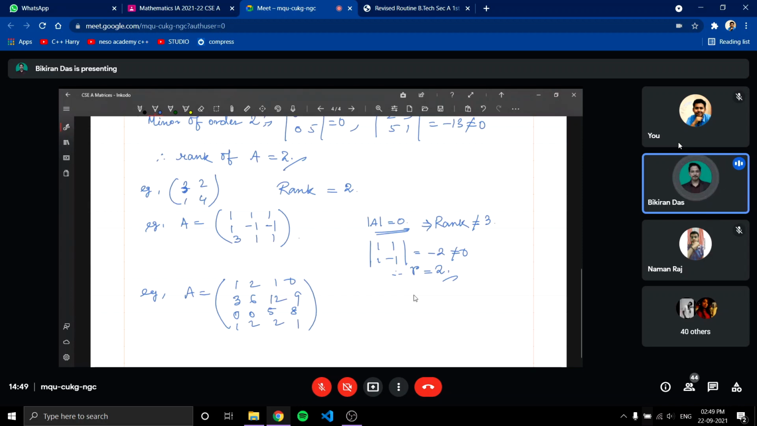So in this case, this is a 4 cross 4 order matrix. In order to find the rank, we have to find the determinant of this 4 cross 4 matrix, which is a lengthy task. There is a process called the Laplace method of finding this. I'll be showing in later classes how to find the determinant of 4 cross 4 matrices directly.